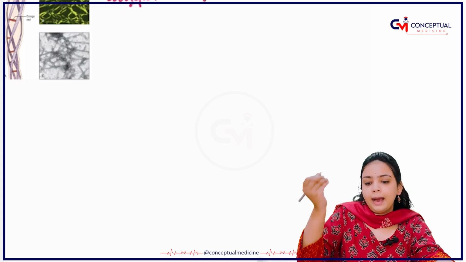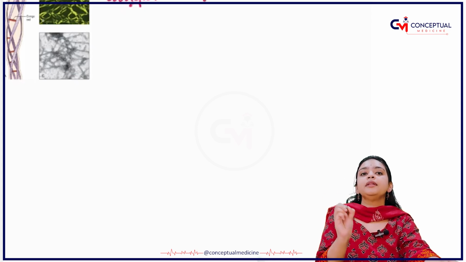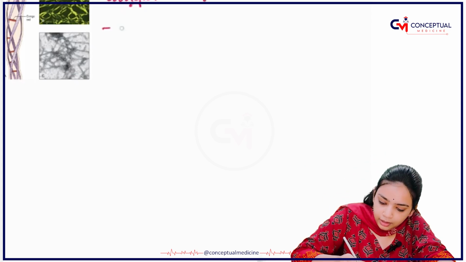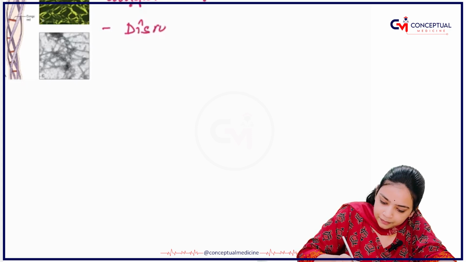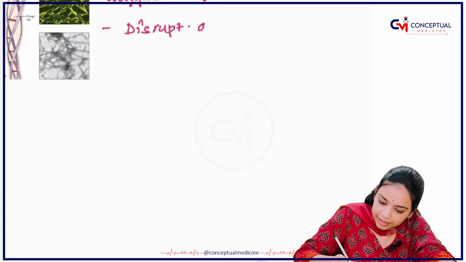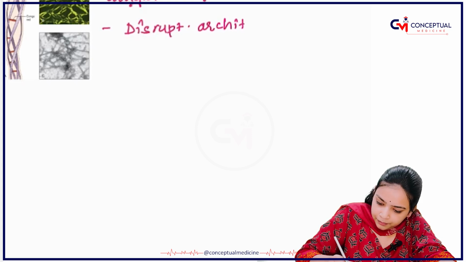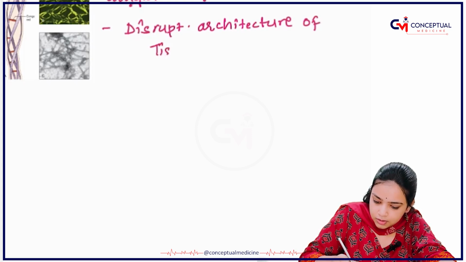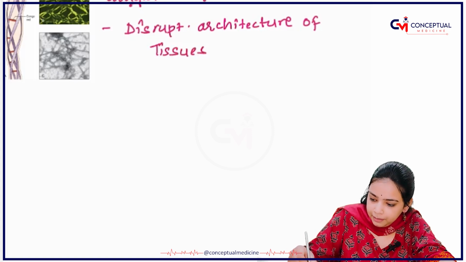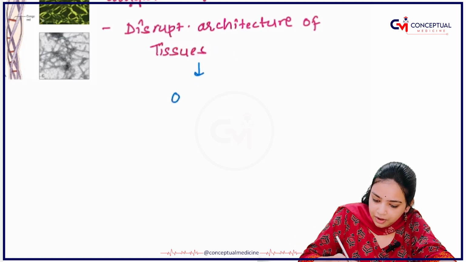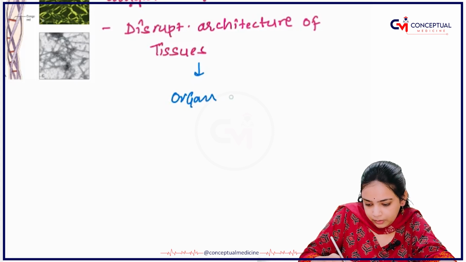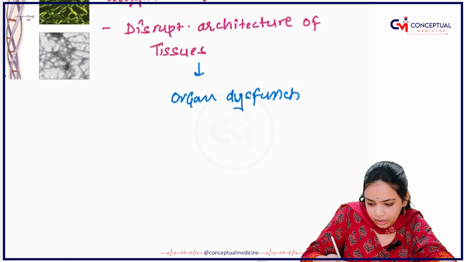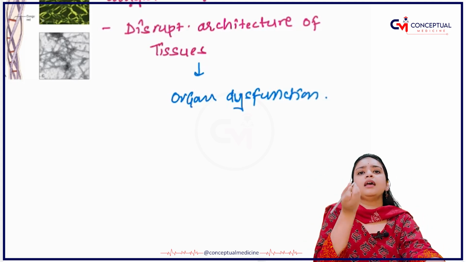So what basically happens is they disrupt the architecture of the tissues. As a result of which, what happens? There is organ dysfunction. Now, let's see what are amyloids.